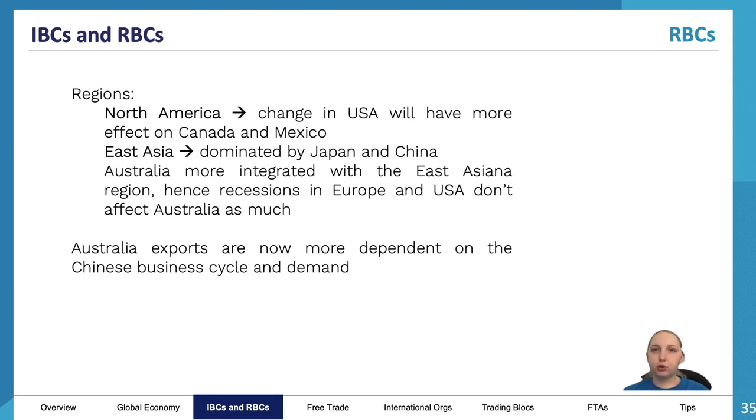So some regions to consider if you want to talk about regional business cycles is North America. So how changes in the US will have more of a direct impact on Canada and Mexico first, before they then impact the rest of the world. The East Asian region as well, dominated by Japan and China. And alongside that, it's important to note that Australia is more integrated with the East Asian region. We're not completely integrated in the East Asia region, but we're more integrated with them. Hence, recessions in Europe and the US don't tend to affect Australia as much. Like Australia, don't get me wrong, is very impacted by them still, but just not as much as, say, Canada is going to be impacted by a change in the USA.